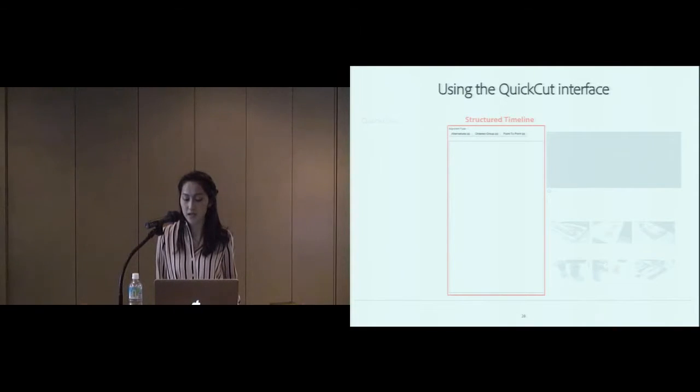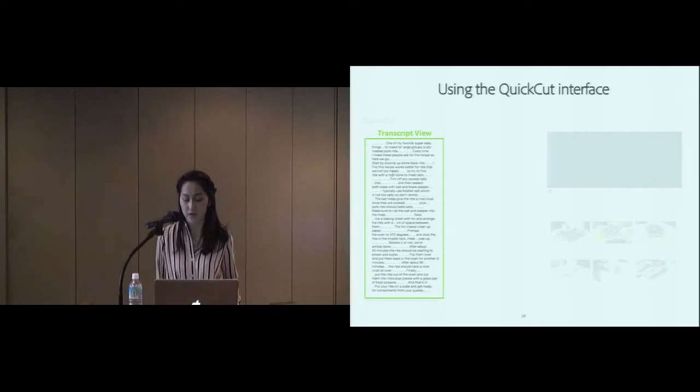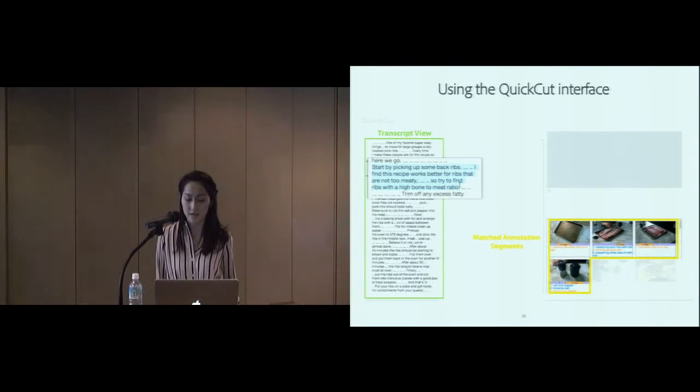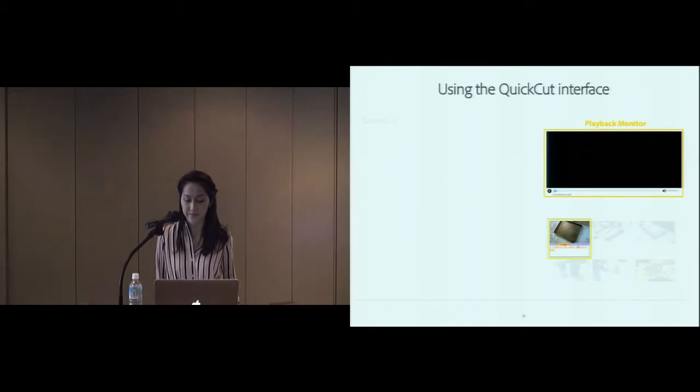At the center, the editor has a structured timeline where she creates alignments between the narration text and the video footage. The editor starts by selecting text in the transcript to specify a narration event. Every time the editor does this, QuickCut automatically searches the video segments for footage that may be relevant. The top matches are returned in the footage selector. This allows the editor to quickly match relevant footage to the narration without having to scrub through videos.